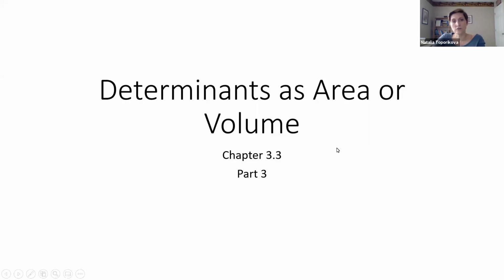Hello, this is the third part of chapter 3.3, and we will talk about how to find areas and volumes using determinants. Theorem 9 in this chapter tells us that there is a really good application of determinants. If we have two vectors, which we can always complete to a parallelogram, we can find this parallelogram's area by just calculating the absolute value of the determinant.